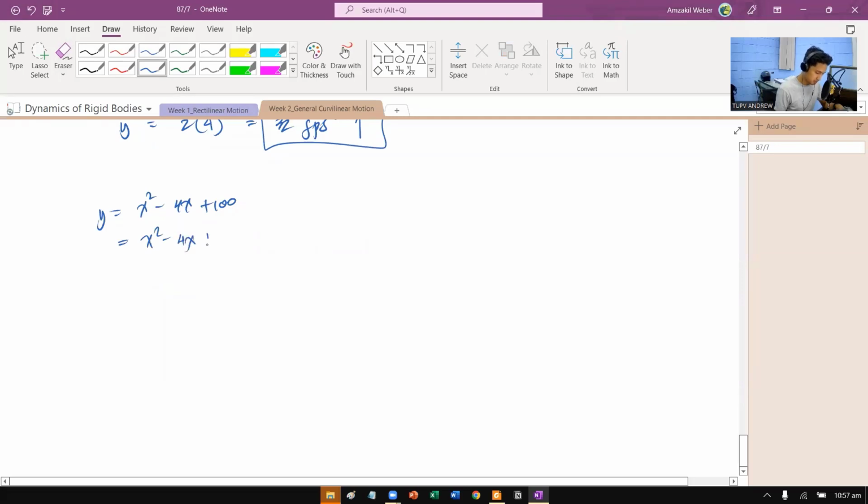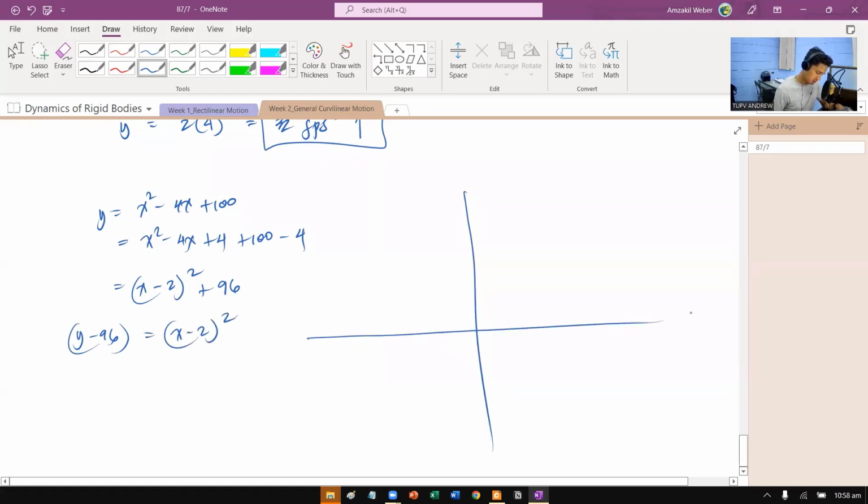Divide 2 into 2 plus 4. x squared minus 4x plus 4 minus 4 equals 96. Yeah, 96. Let's say this is 96, and this is 2.